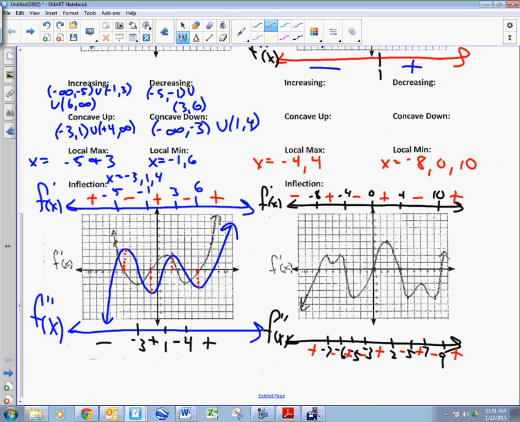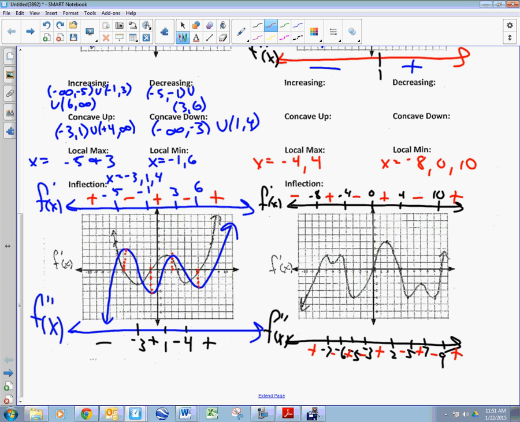Inflection points are going to be all these listed on the bottom because the concavity changes from positive to negative. If you had two positives next to each other, then it wouldn't be an inflection point because concavity wouldn't change.